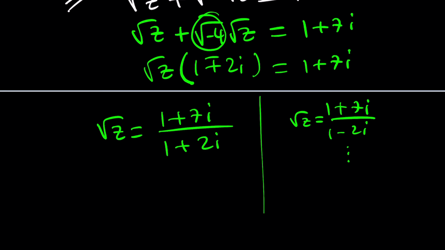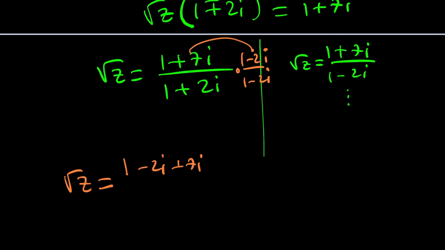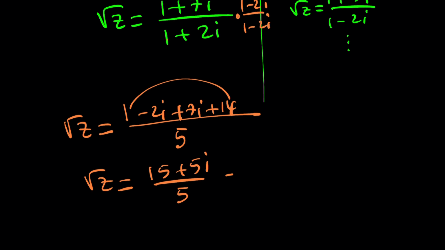It's the same idea. Now, we're going to multiply by the complex conjugates again, but this time they're different, 1 minus 2i. But again, this is square root of z. Be careful about that. It's going to be 1 minus 2i plus 7i minus 14i squared, which is plus 14, divided by 1 plus 4, which is 5. This looks like a different answer to me. 15 plus 5i divided by 5. I probably messed up with the first method, because this gives me something super nice.